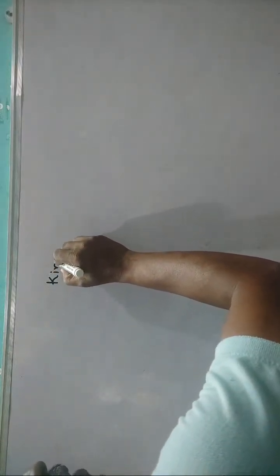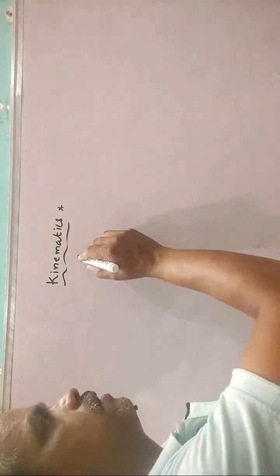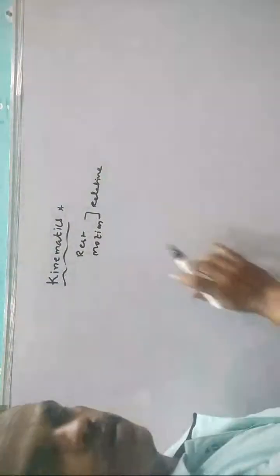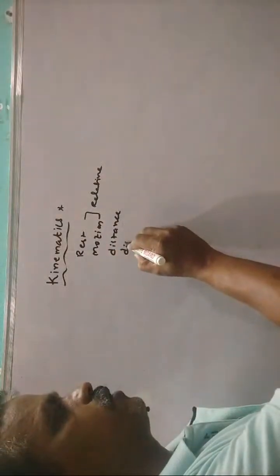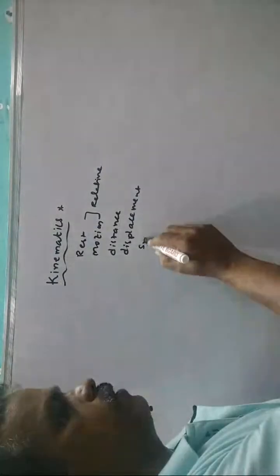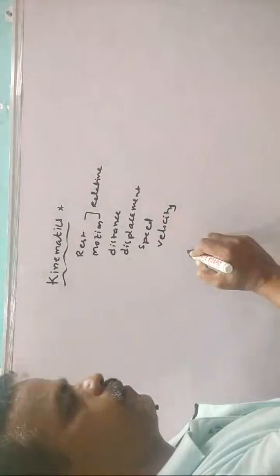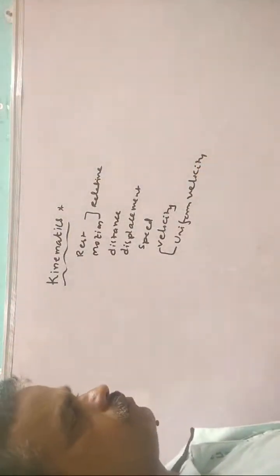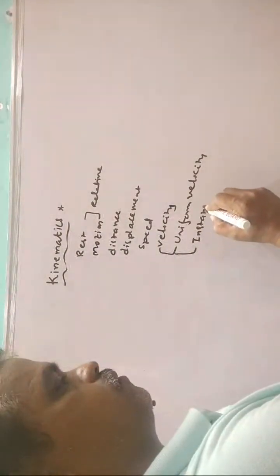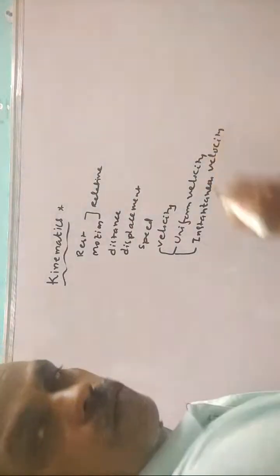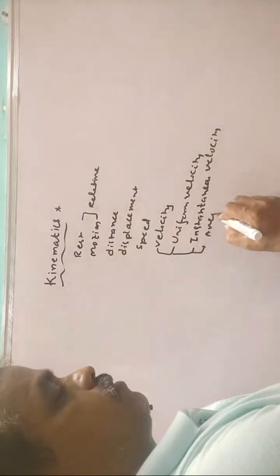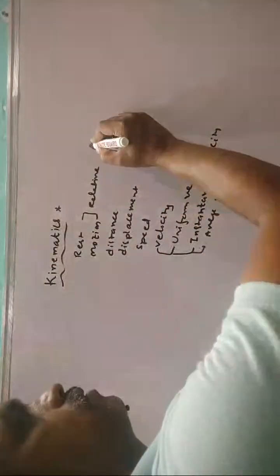We discussed kinematics. So in this chapter up to now we discussed rest, motion, both are relative, distance, displacement, speed, velocity, uniform velocity, then instantaneous velocity, average velocity. So next, acceleration.